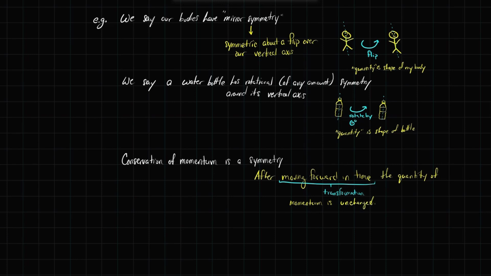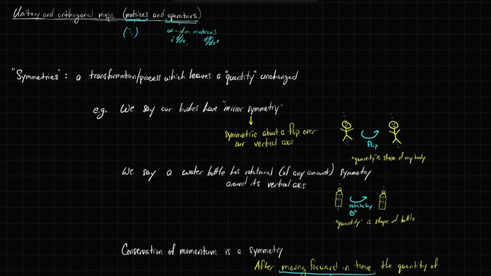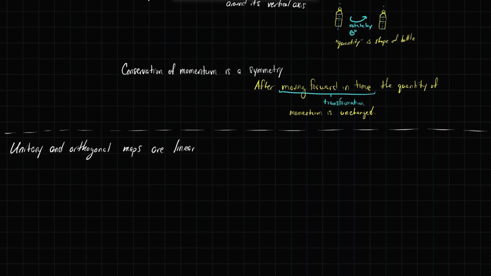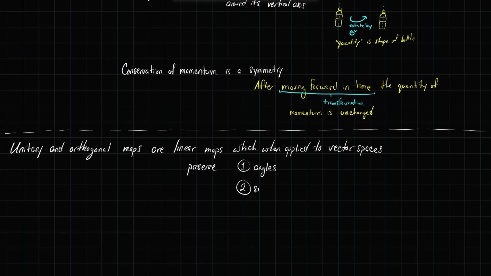So these are all versions of symmetries, and in fact unitary and orthogonal maps are those linear maps which describe geometric symmetries. They are linear maps which, when applied to vector spaces, preserve two things. They preserve angles and they preserve size. So these are the symmetries. They preserve exactly two things about vector spaces, angles and size.